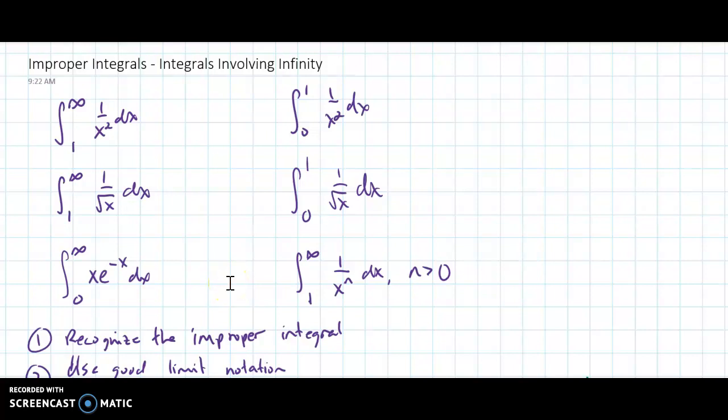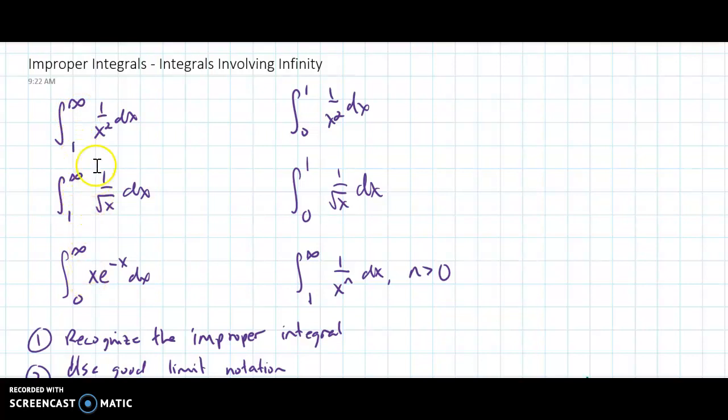How you doing? In this video, we are going to talk about improper integrals. Don't bother writing all this down yet because we're going to cover it as we move along. But I do want to talk about what an improper integral is before we go into actually doing that. An improper integral is an integral that involves infinity.